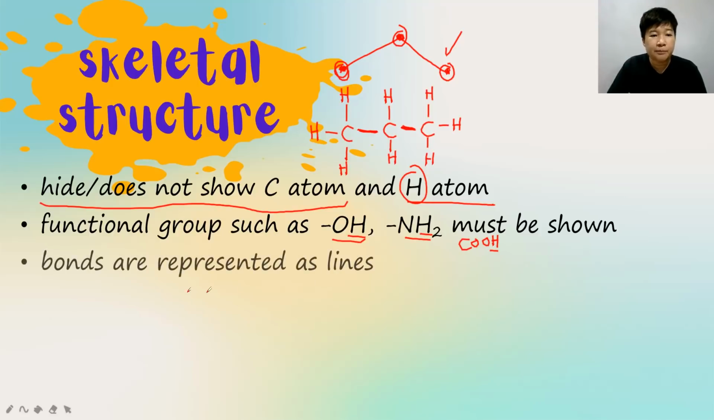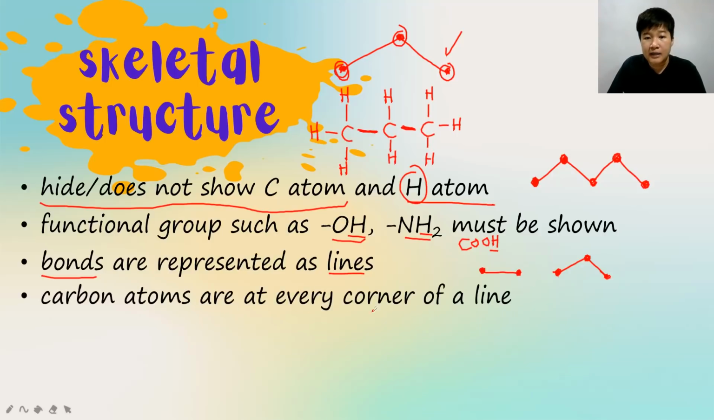Alright? The bond will be represented by lines, as I say. So one line over here is actually 2 carbon. 1 carbon, 2 carbon. Alright? So every corner over here is a carbon. Can you see that? If you have another one, 1, 2, 3, 4. Let's say, how many carbon are you having? 1, 2, 3, 4, 5. So you have 5 carbon over here. That is how we read skeletal structure.